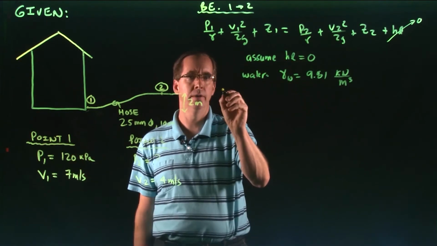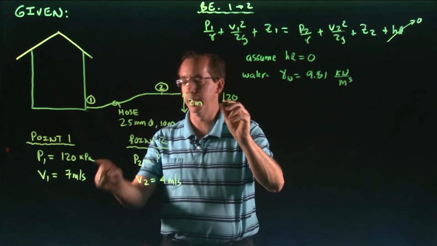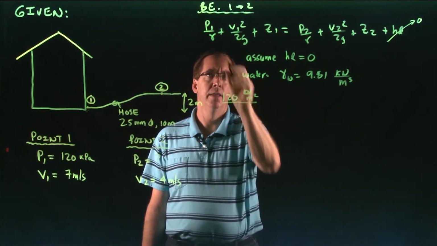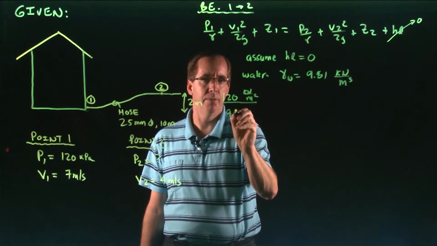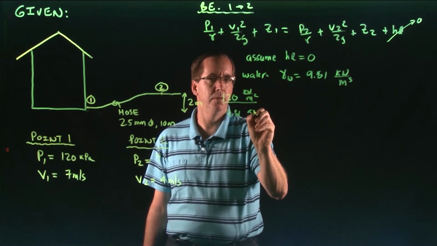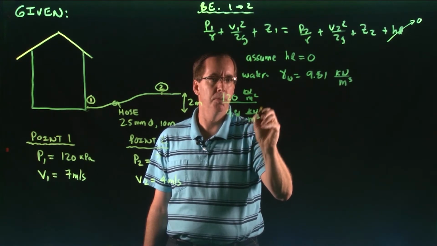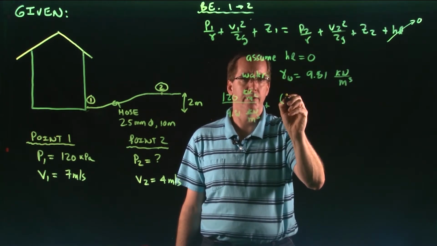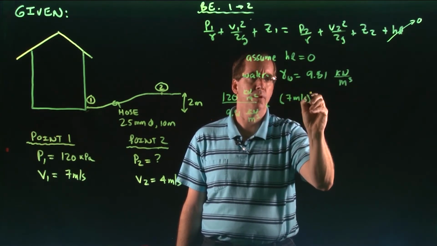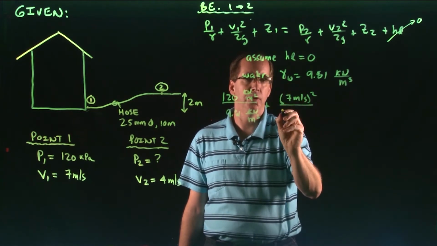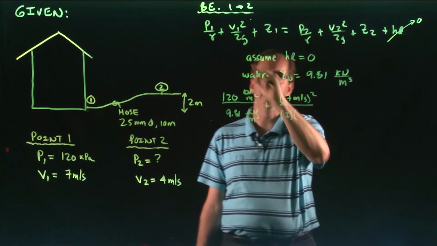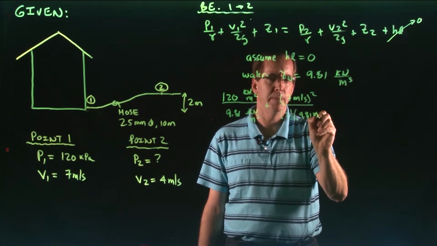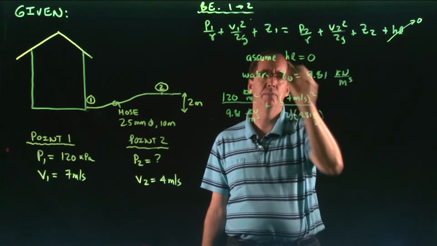I've got P1 here, which is 120. A kilopascal is a kilonewton per meter squared. Okay, that's divided by gamma, which is the 9.81, and that's kilonewtons per meter cubed. I've got the second term here with velocity. The velocity at point 1 is the 7 meters per second. We're going to square that. We're dividing by 2 times g. Gravity in SI units is 9.81 meters per second squared. And then we have z1.